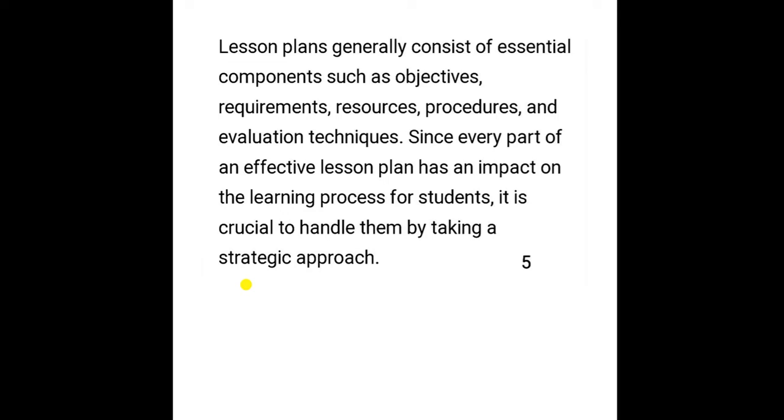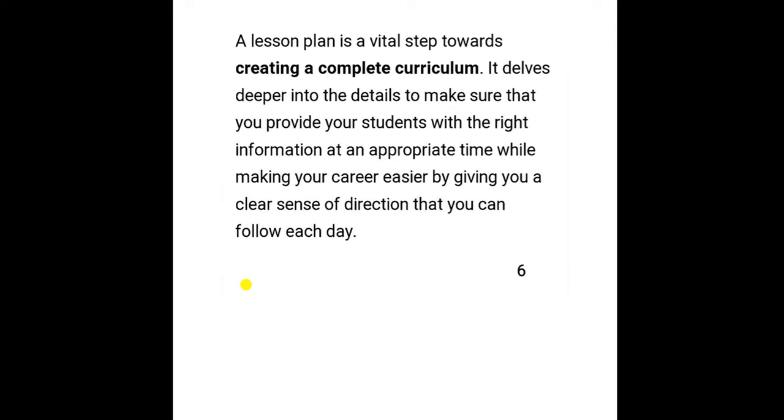Lesson plan generally consists of essential components such as objectives, requirements, resources, procedure and evaluation techniques. Since every part of an effective lesson plan has an impact on the learning process for a student, it is crucial to handle them by taking a strategic approach. So, lesson plan is so important. A lesson plan is a vital step toward creating a complete curriculum, because without a lesson plan we cannot complete any type of curriculum properly.